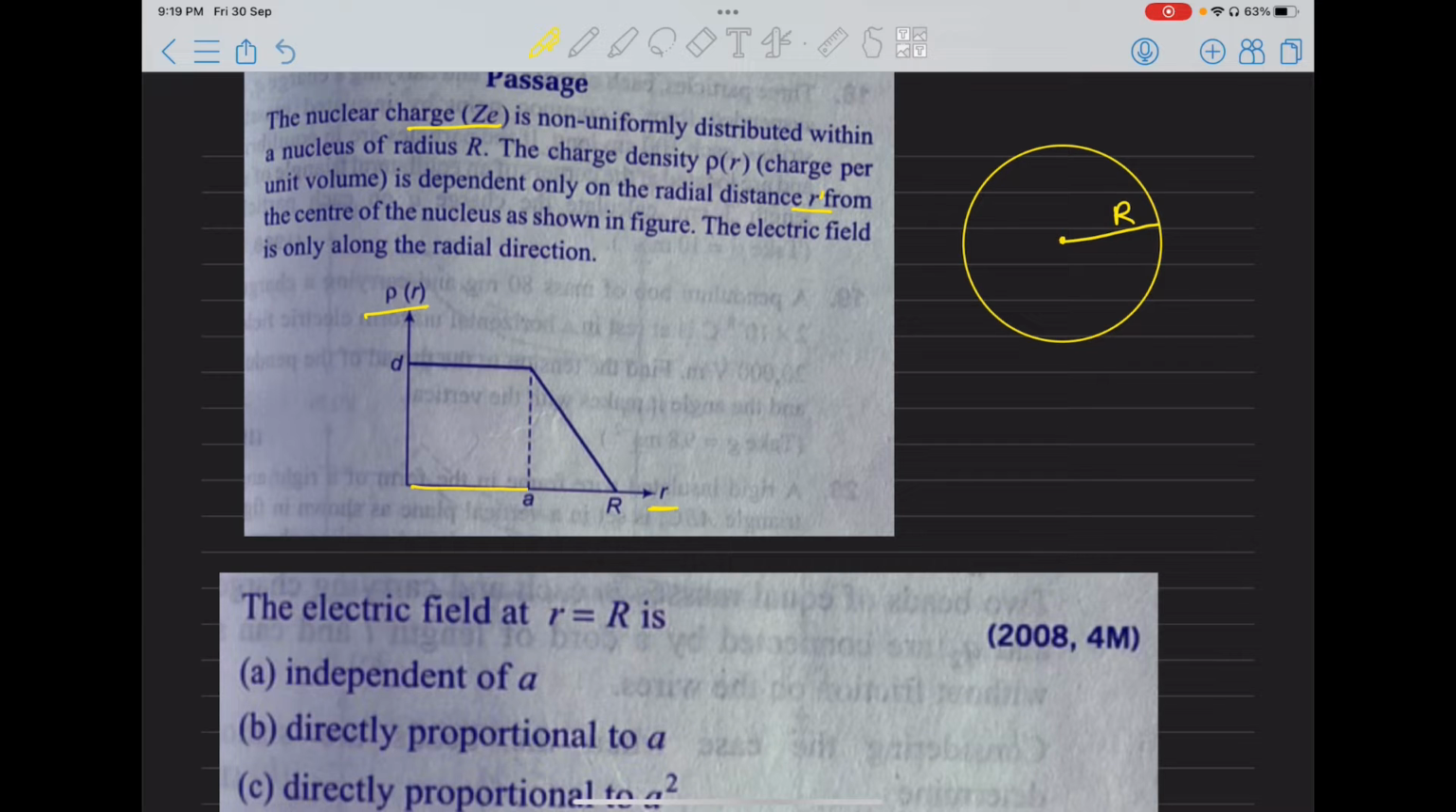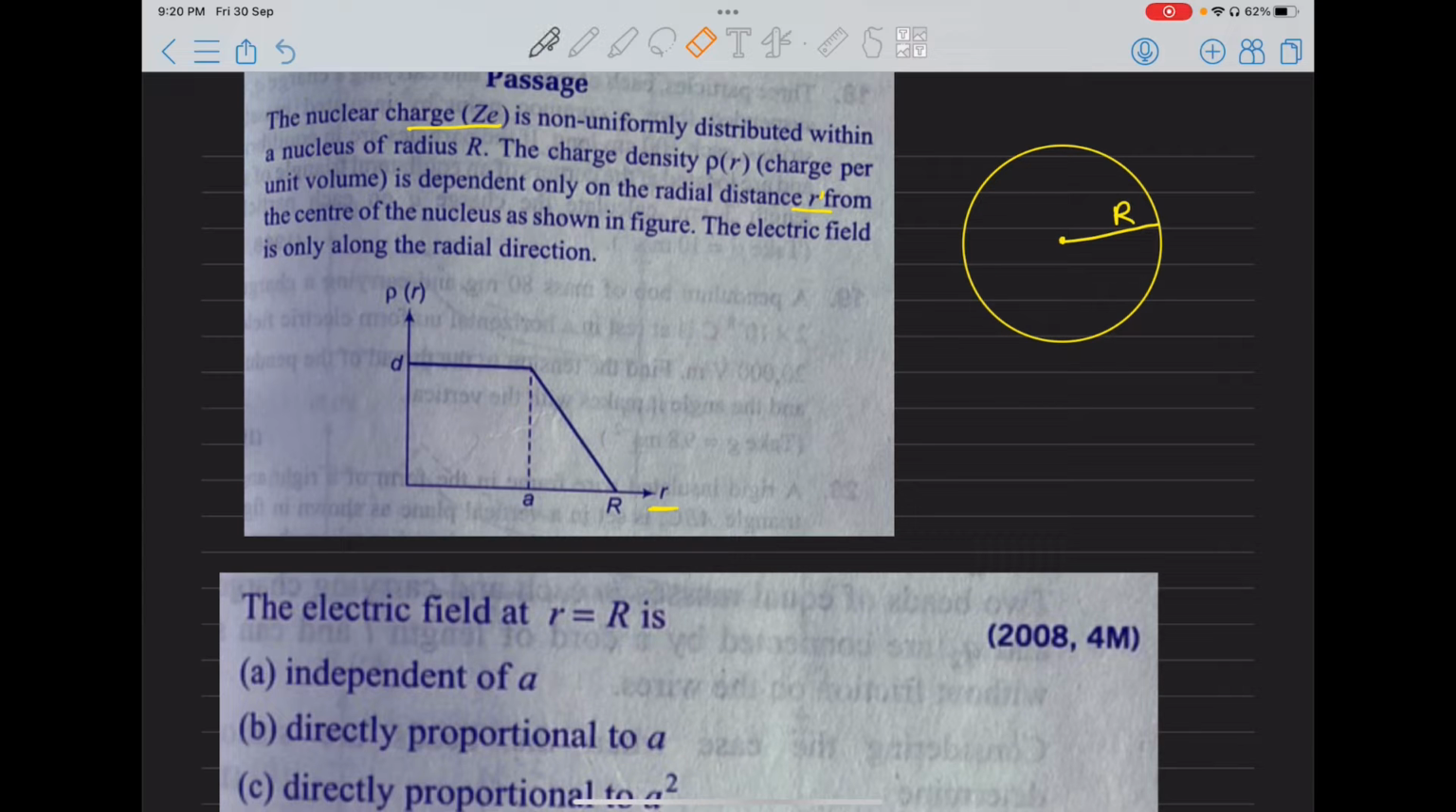Till the radius a of the nucleus, the charge density is constant, which is d. And from a to R, the charge density is varying with respect to r. From a to R, the charge density is decreasing from d to 0 as it reaches the radius of the nucleus. Okay, so this is what is happening over here.